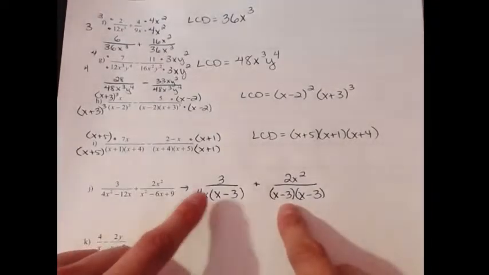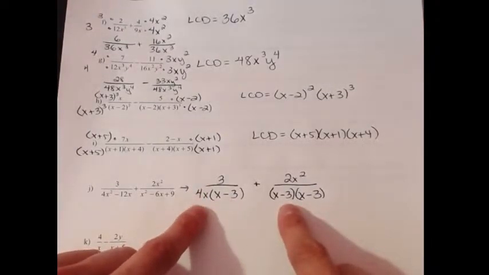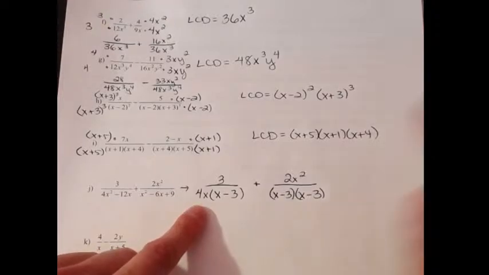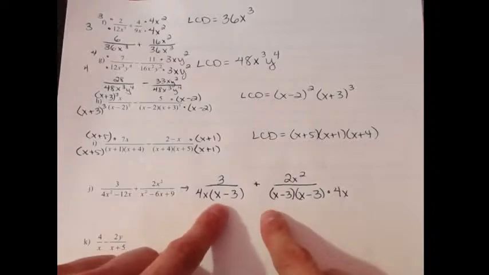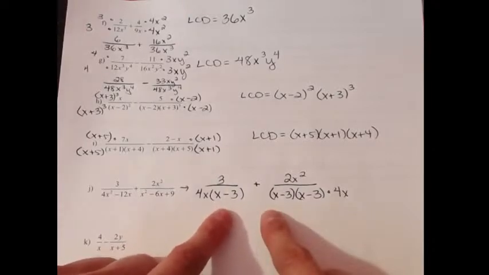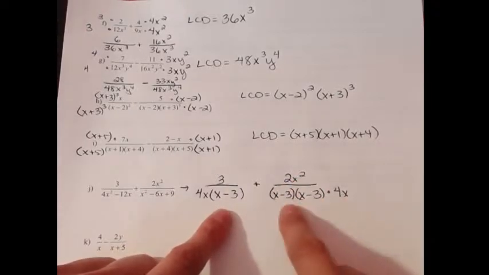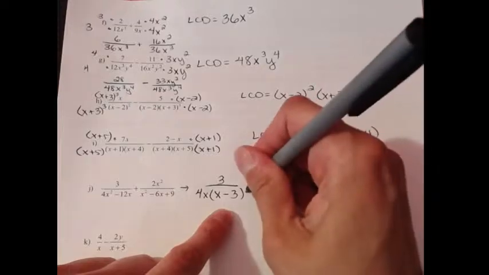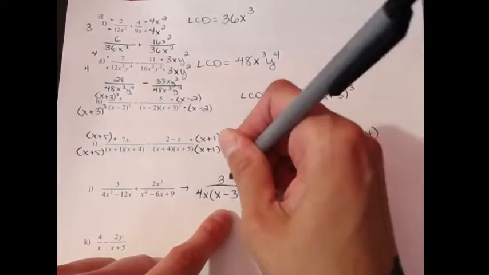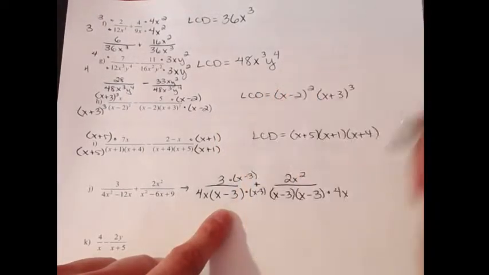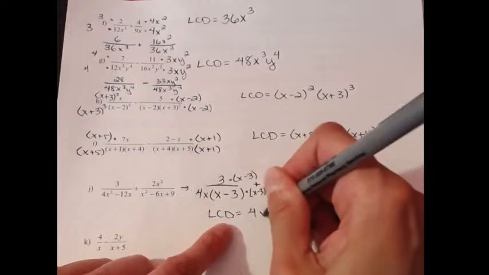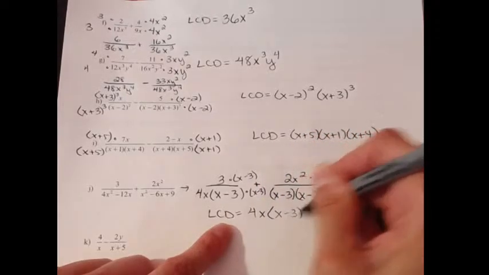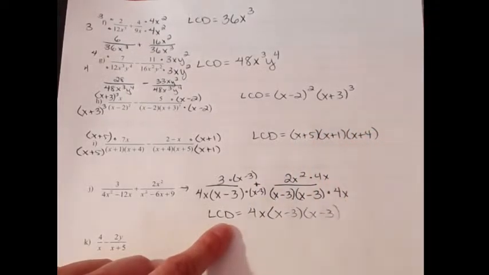Now that your denominators are factored, we can then say, all right, what are we missing? First things first, I notice that I have a 4x in the first fraction, but I don't have one in the second. So I'm missing a 4x. The next thing I notice is that I have an x minus 3, but my second fraction has 2 of them. So I need to introduce one more. What you do to the denominator, you do to the numerator. This implies that our LCD is going to be 4x times x minus 3 times x minus 3.